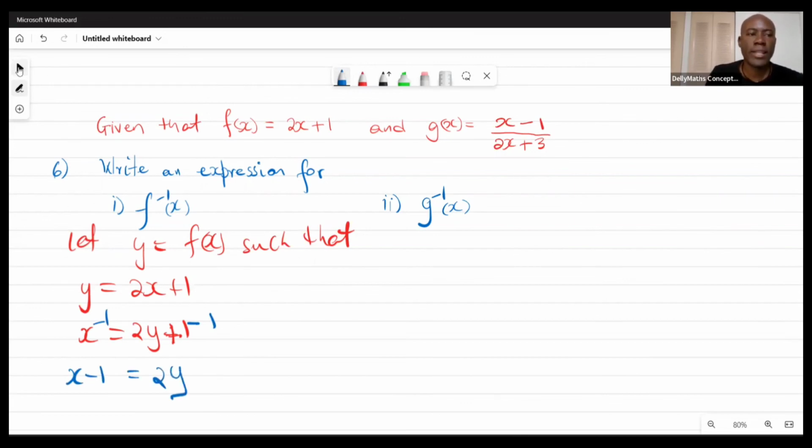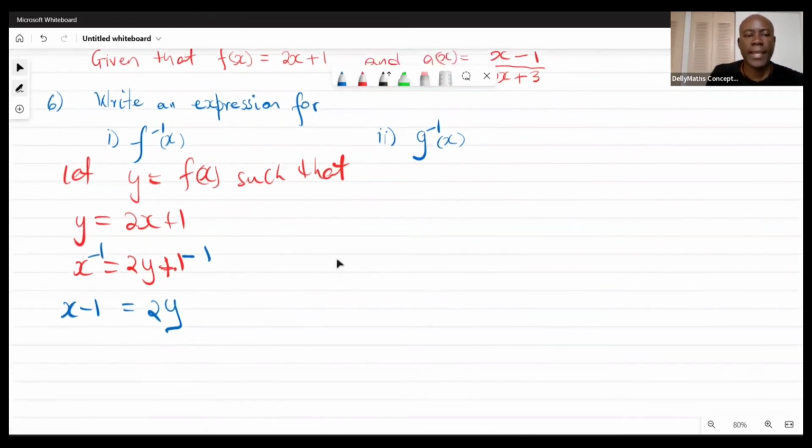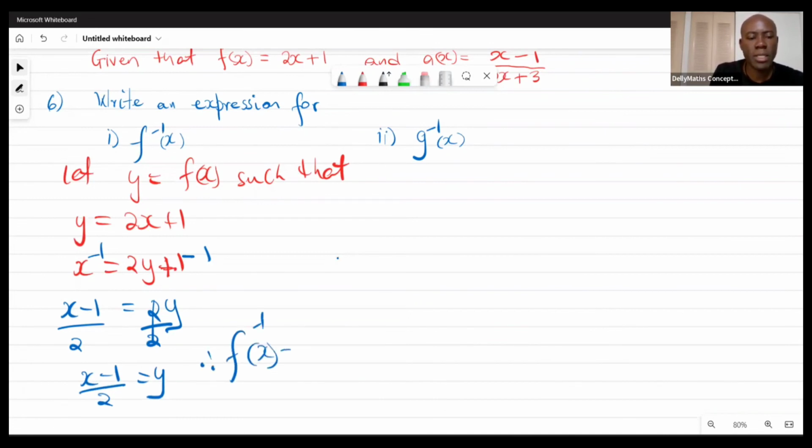Remember, though, that we're trying to find an expression for y. So we're going to divide by 2. Divide this by 2. The final response is that (x minus 1) over 2 is equal to y. Therefore, the conclusion is that the inverse of f of x is equal to (x minus 1) over 2. And that is the inverse of f of x, right?